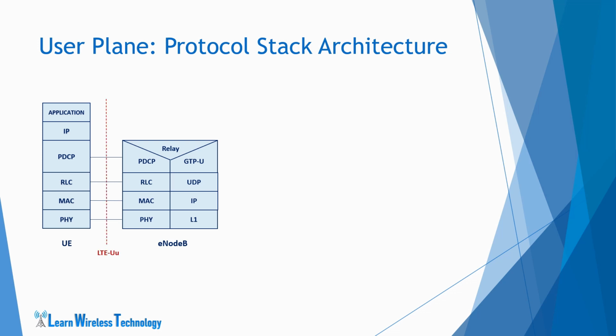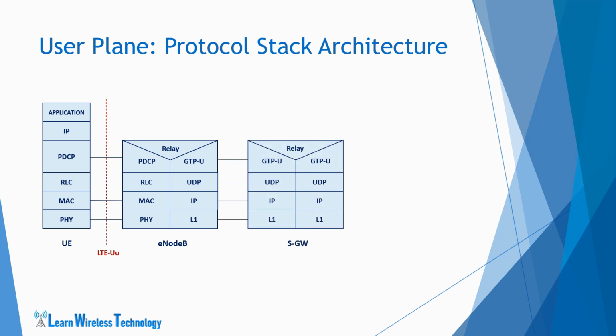LTE-Uu is the interface between UE and eNodeB, which is nothing but the air interface. This is the protocol stack layer at eNodeB that terminates at serving gateway. The connection between eNodeB and serving gateway is based upon S1 user plane protocol. The lower layer L1 is the physical layer which is based on electrical or optical connection for transferring data to serving gateway. The GTP-U layer at the top represents the GTP-U tunnel that is used to transfer user data between tunnel endpoints. The GTP-U packets are transferred using UDP protocol over IP.